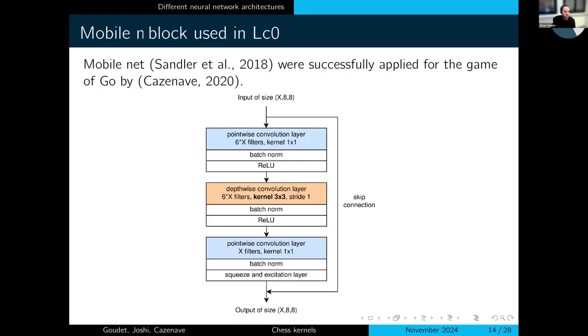Next, we also used in this work the MobileNet architecture, which had already been successfully used for the game of Go in 2020. In this architecture, the channel number is first expanded by a coefficient of 6 with a pointwise convolution. This pointwise convolution layer is followed by a depthwise convolutional layer. And finally, the output channel number is reset to the original number with a pointwise convolution.